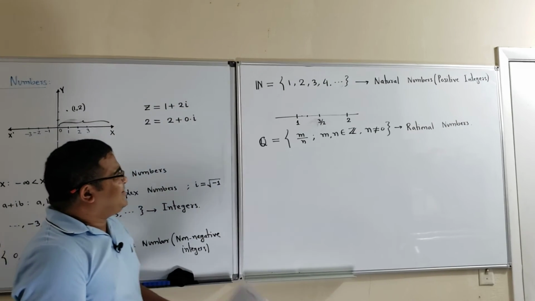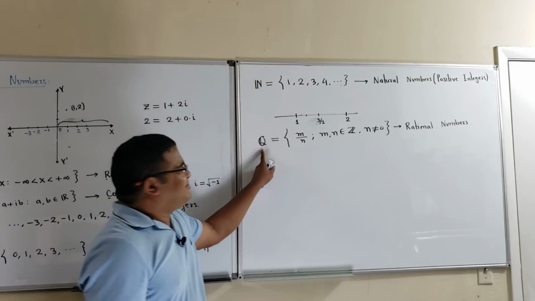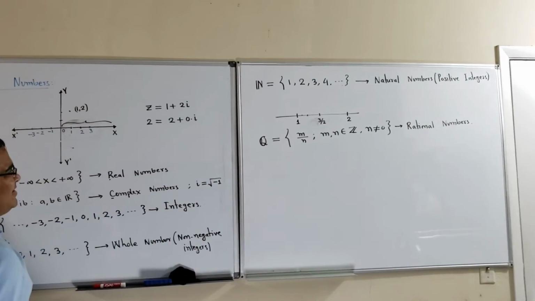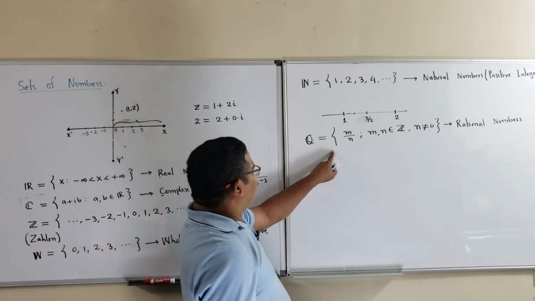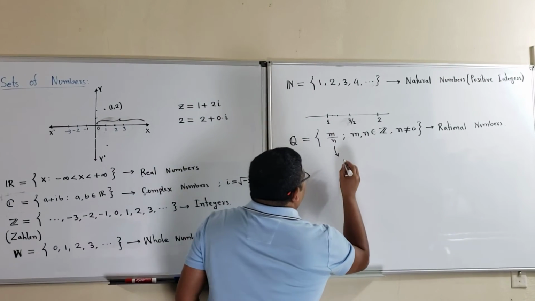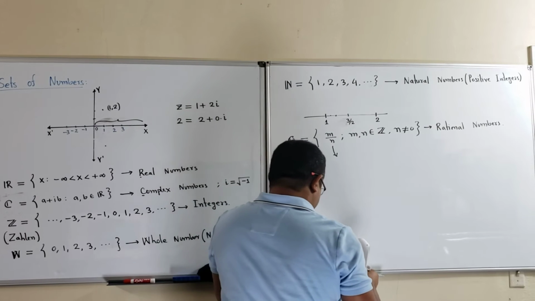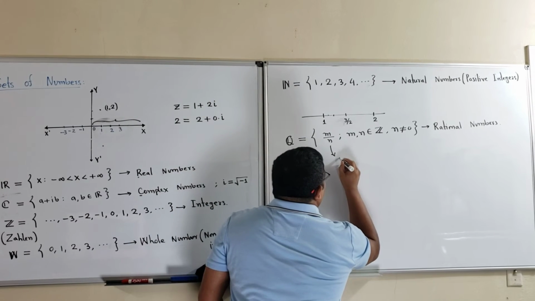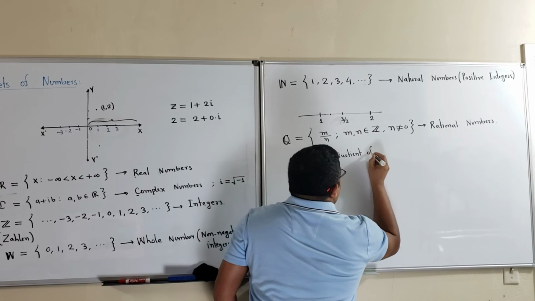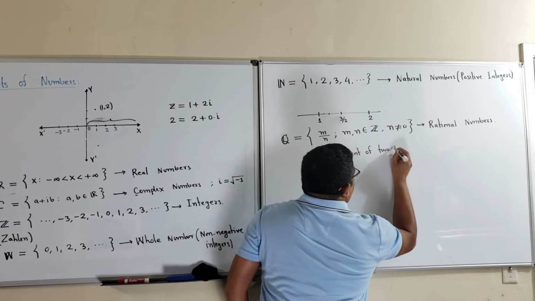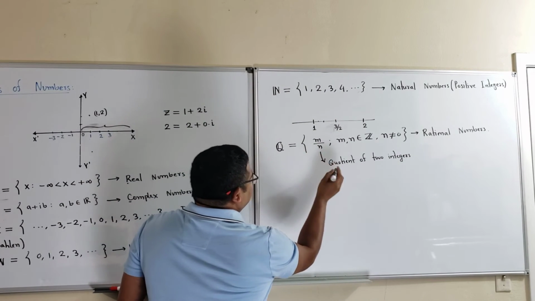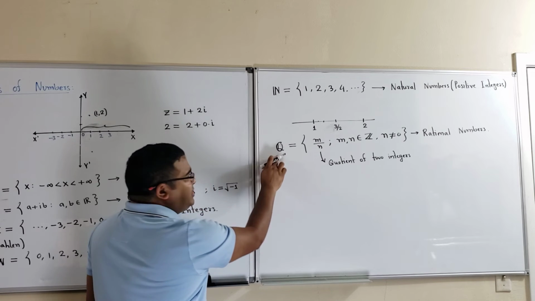Now its first letter is R, but it is denoted by Q because R is already taken here. Now why is it denoted by Q? Because this is the quotient of two integers. So this is the quotient of two integers, that's why it is denoted by Q.